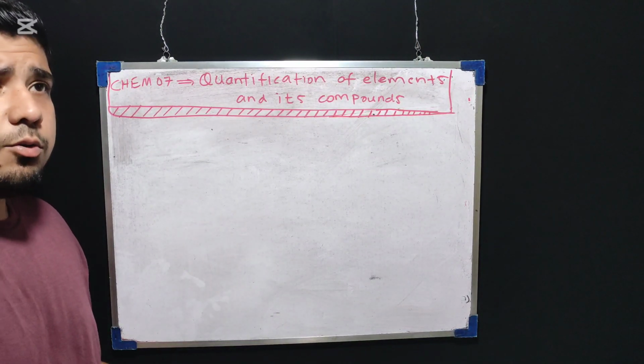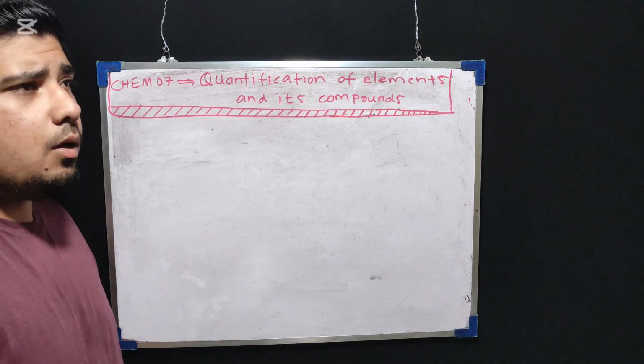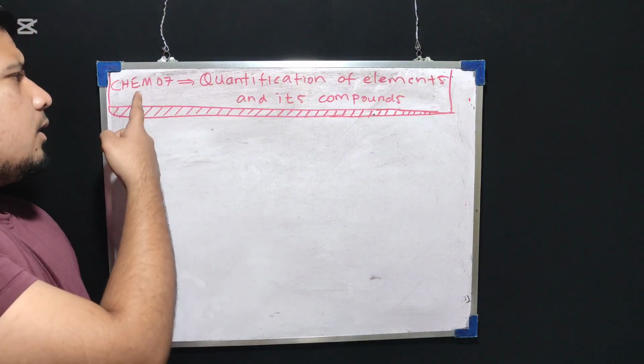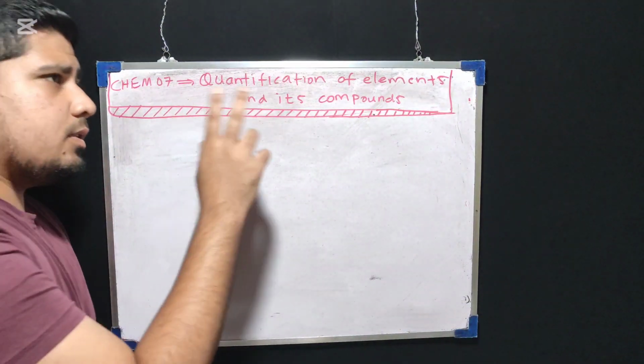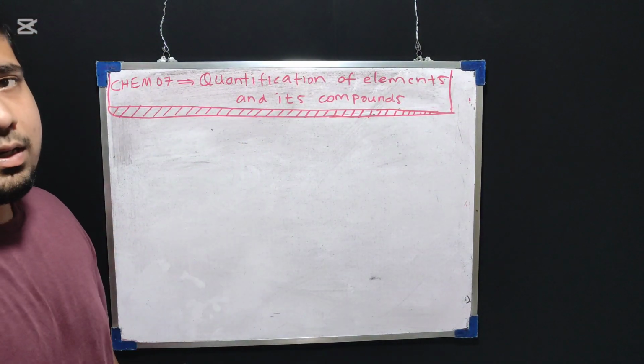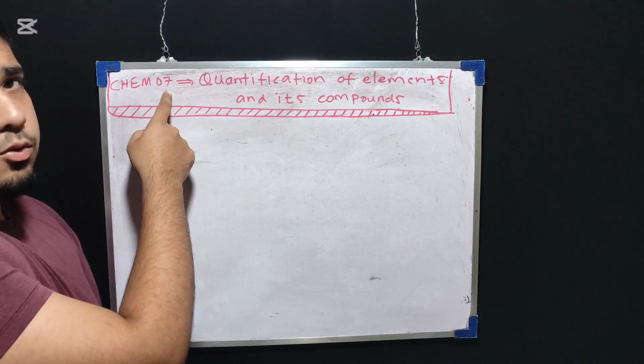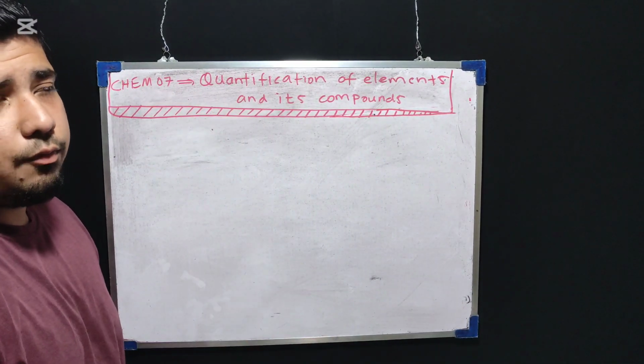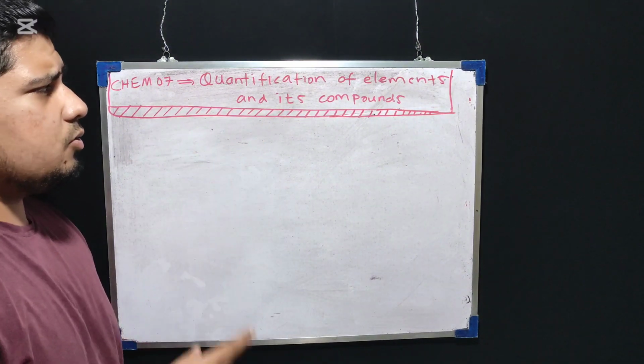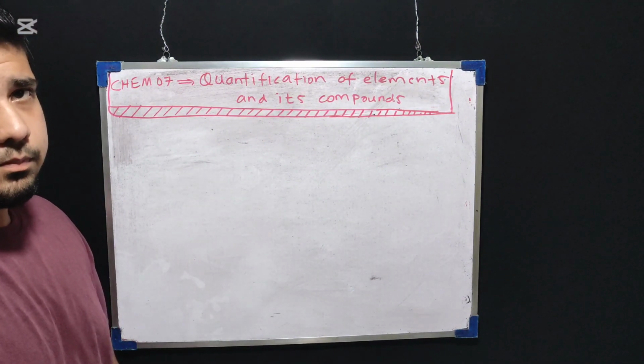Today we are going to discuss an important topic. What's that topic? This topic is under grade 10 in the O level grade 10 syllabus. We have the 7th unit, which comes under the category of chemistry, quantification of elements and its compounds.